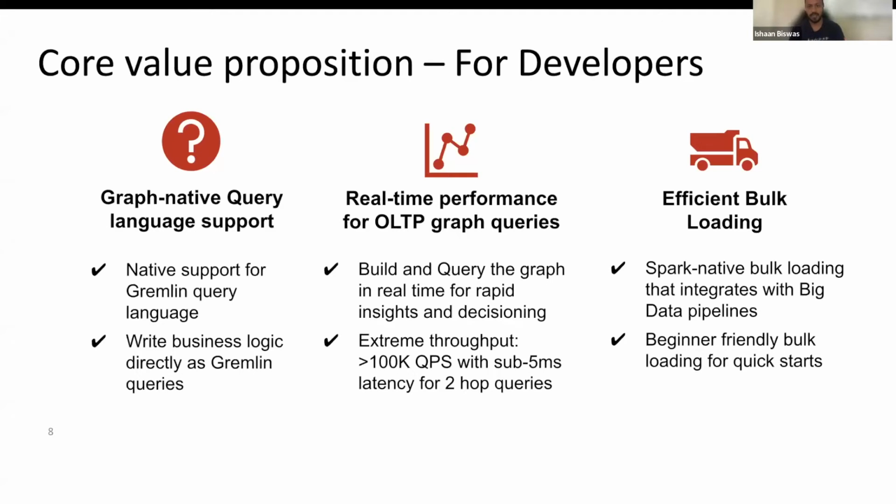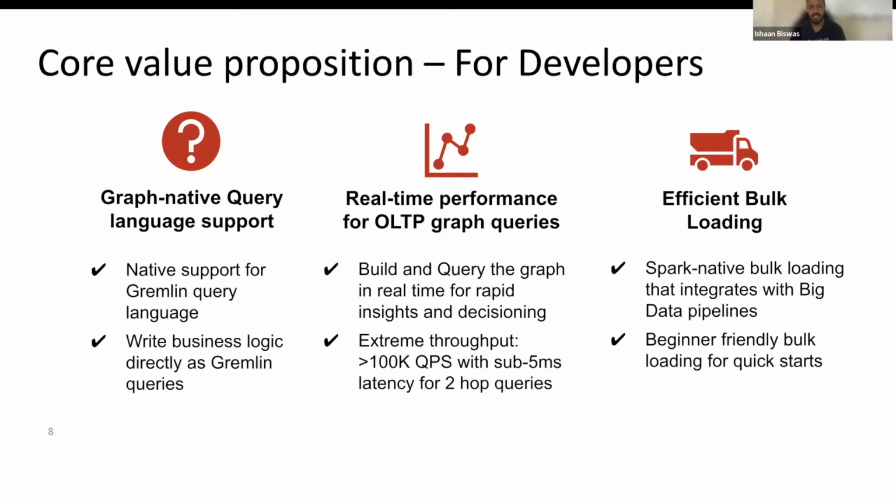For developers, I'm guessing most of you here fall in this bucket, we made things really, really straightforward, and you'll see many examples of this in this session. The first is you get to talk to the database using a graph native query language. What this means is that you write your business logic or application logic as Gremlin queries, and you express that with your application needs in mind, not with the database needs in mind. That greatly simplifies the cognitive load on your head when you're designing your application.